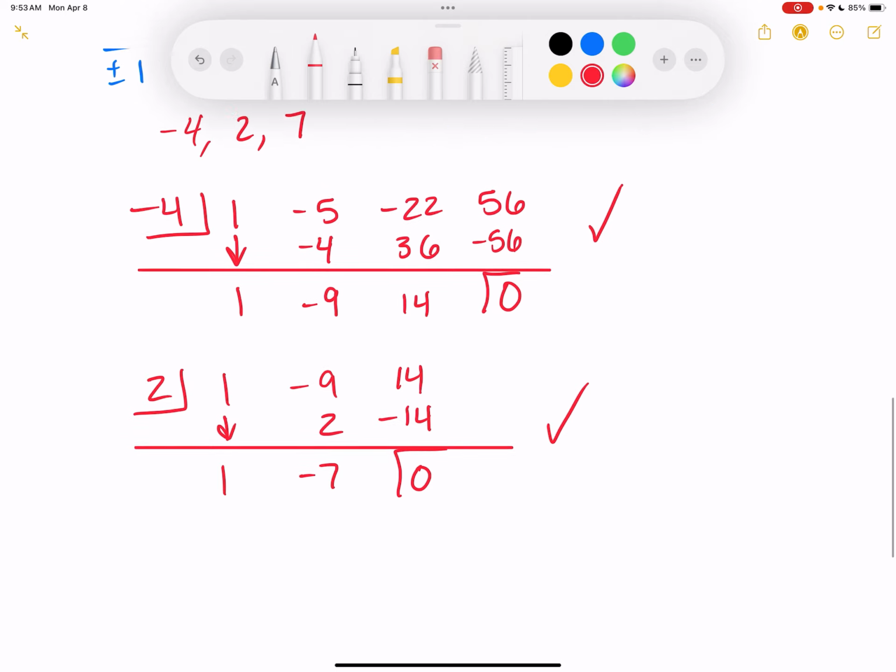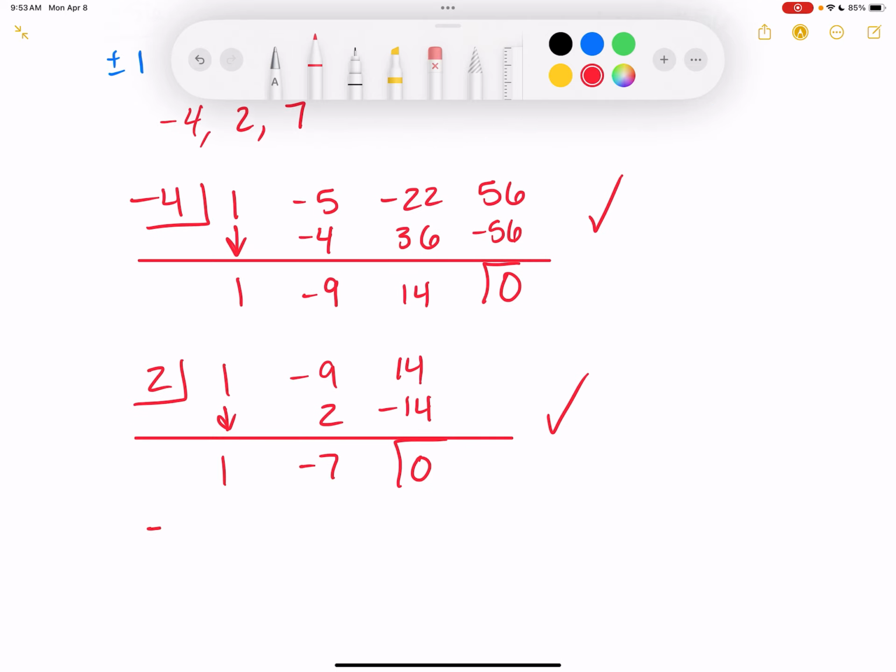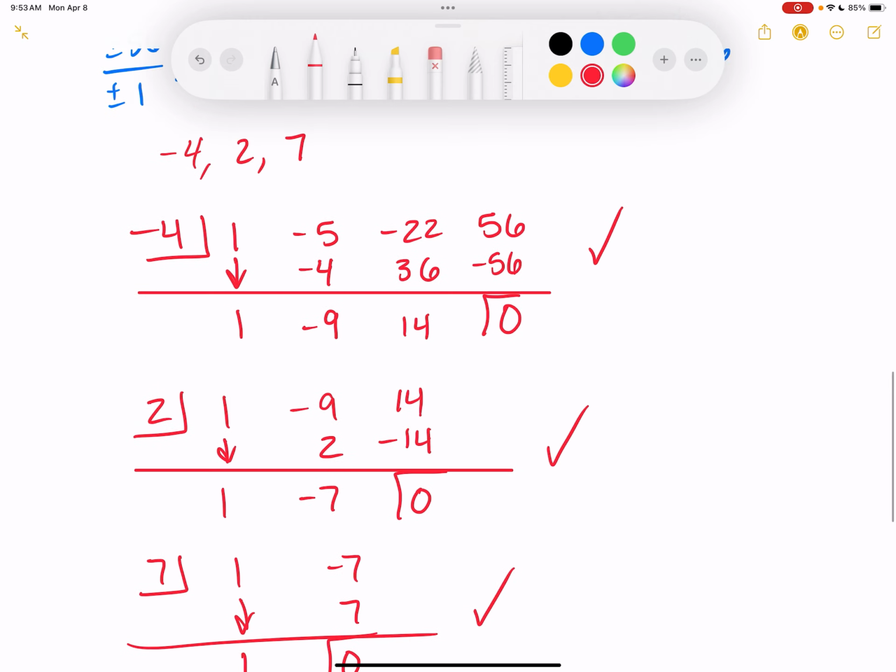And then the last one, we put 7 in the box, got 1 and -7. Bring down the 1, times 7 is 7, minus 7 is 0, and so that one worked as well. And so all of those that I wrote down that I thought could work did in fact work.